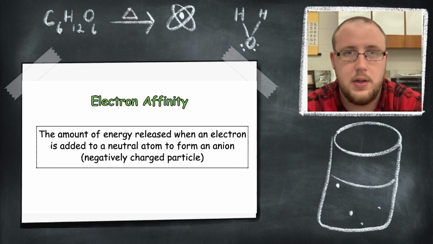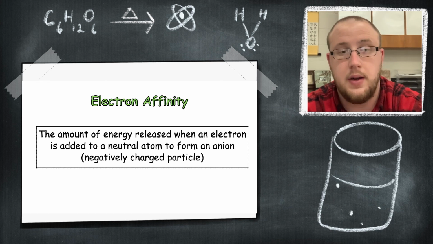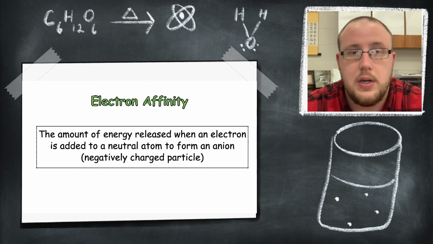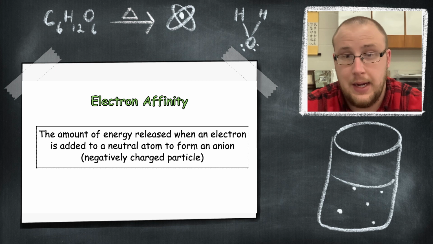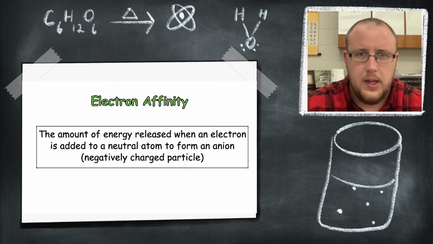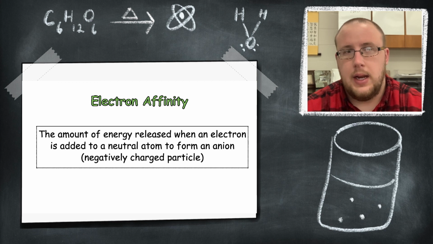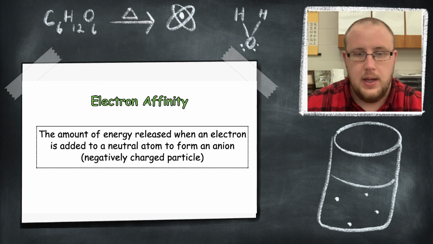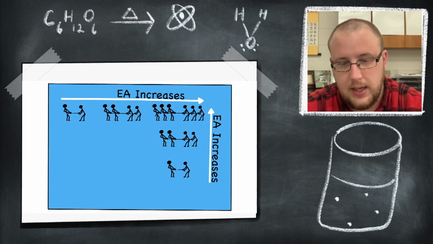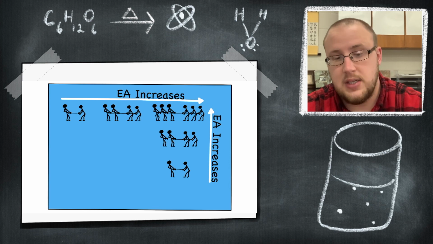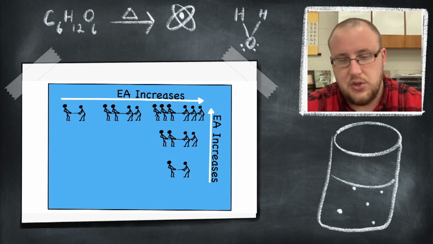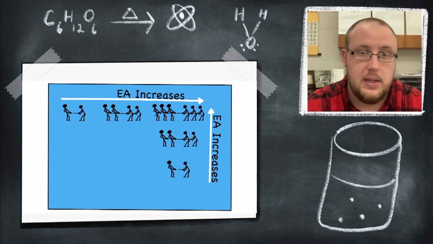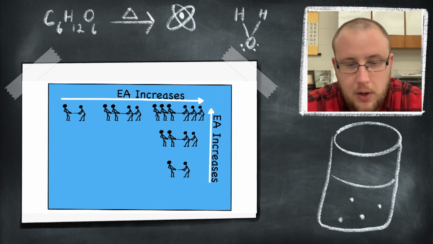And our final trend that we're going to talk about today is electron affinity. So not electronegativity, but electron affinity. Okay, so this is the amount of energy released when an electron is added to a neutral atom to form an anion. So basically this is saying, I have a neutral atom and I add an electron to it and form a negatively charged atom. Well, the energy that is released when that happens, that's the electron affinity. Your trend is going to be just like your electronegativity one. It's going to increase as we go from left to right, and also increase as we go from bottom to top. Okay? So just keep all these trends in mind.